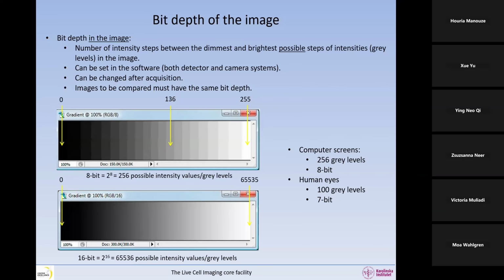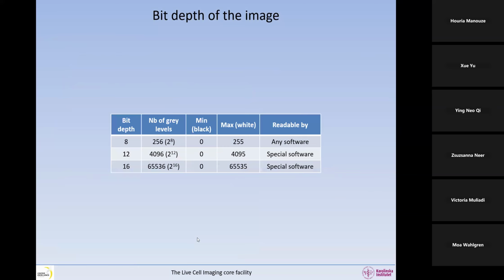The bit depth of the image, in here we have 3 bit depths, but actually we can get more. This is the way to calculate it and get the maximum. The minimum is 0, and then the maximum is 2 to the bit depth minus 1.